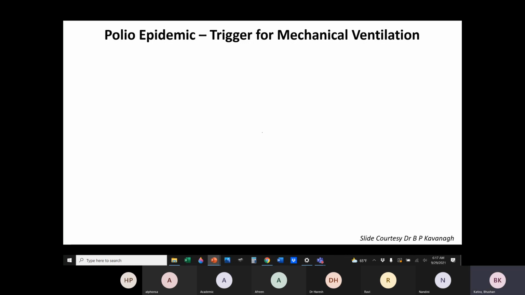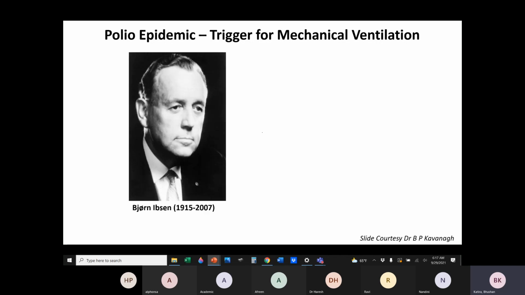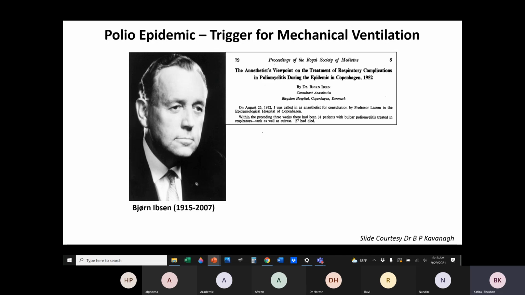Because we're in the middle of a pandemic, it is pandemics that have pushed us to create critical care medicine, to be honest. This was the last massive pandemic of polio back in the 1950s. And this is the scientist, Bjørn Ibsen, who wrote this paper back in 1952. What he was essentially doing is that children with poliomyelitis were dying.